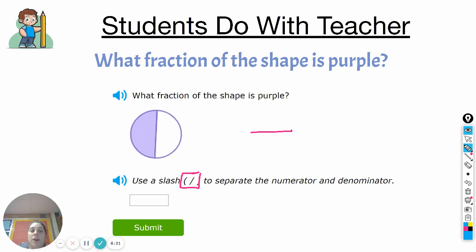Okay, so let's take a look at what fraction of the shape is purple. You can see that one piece is shaded, so my numerator or my top number would be 1. There are 2 pieces altogether, so my denominator or my bottom number would be 2. If we were typing that in IXL, or if you were typing it to me in GoGuardian, the way you would have written this is 1 slash 2. Okay, and that still shows me 1/2. So this is how you will be typing it when you type it into IXL. Make sure there's no spaces.